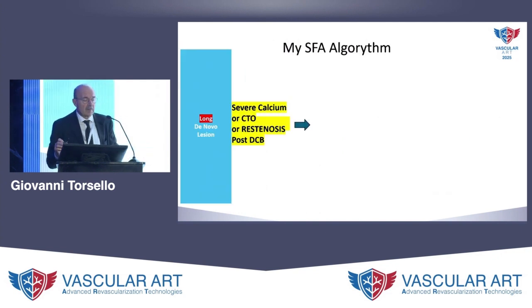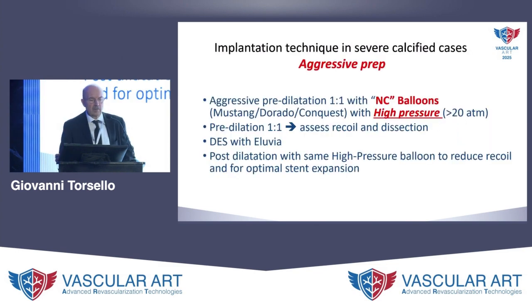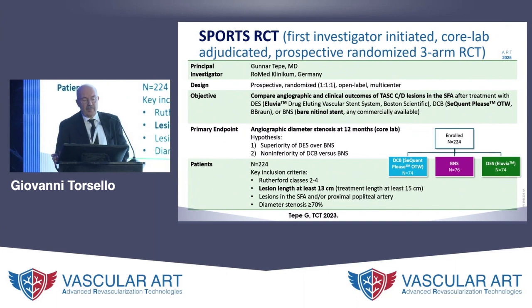implant a drug-eluting stent. What about the long lesion with the severe calcium, with CTO, with restenosis, not after stenting, but after PTA or after DCB? In this case I would make a vessel preparation and implant straight a drug-eluting stent. And I would prepare the lesion very well to avoid recoil, to reach an optimal stent expansion with the dedicated balloons or with the high pressure anyway. So this is this drug-eluting stent for such very long lesion.